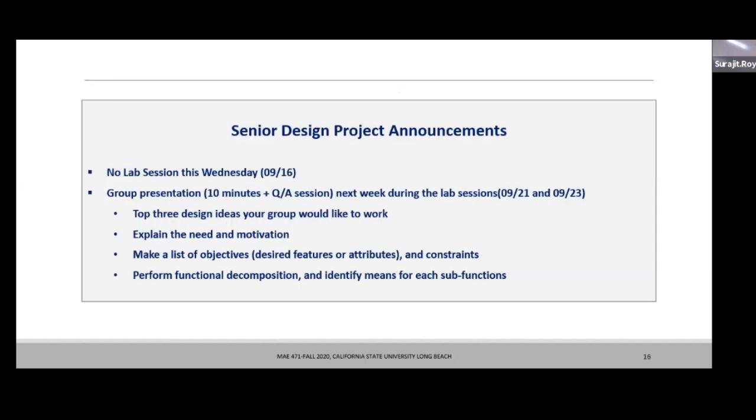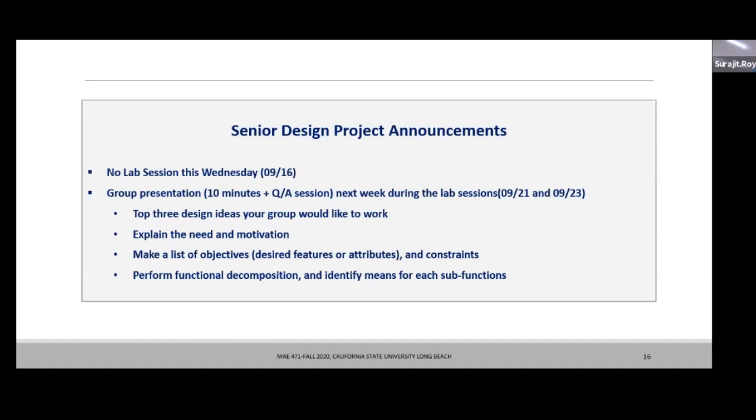Okay, so if not, there are a couple of announcements now. This Wednesday, we won't have any lab session. And in the coming week, we will be having the first lab assignment that is going to be evaluated and graded. That lab assignment will be in the form of a presentation, which will be a group presentation for 10 minutes, followed by a Q&A session. And as I said, all the group members attend one session, so it will be easy for you to present.